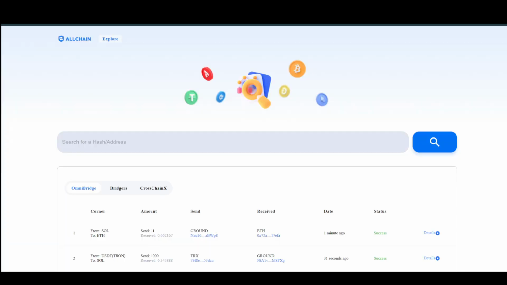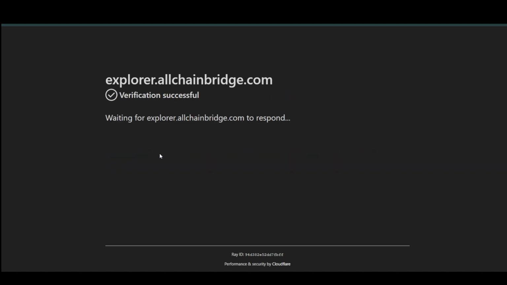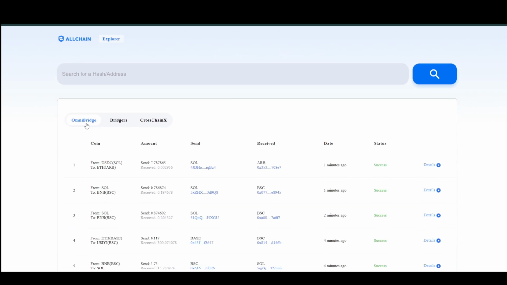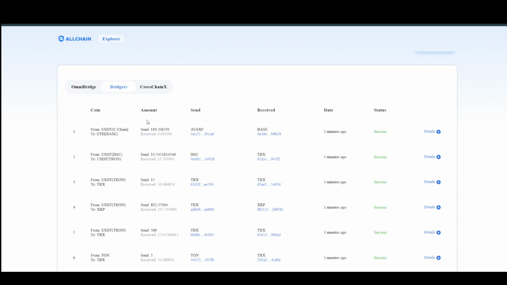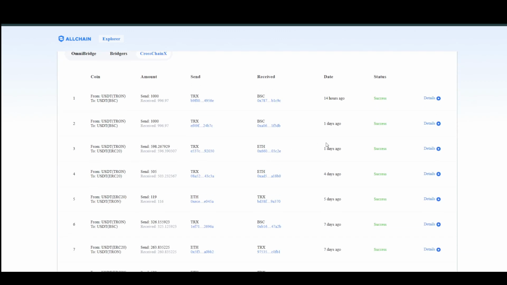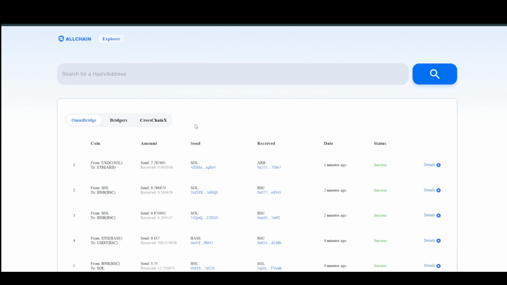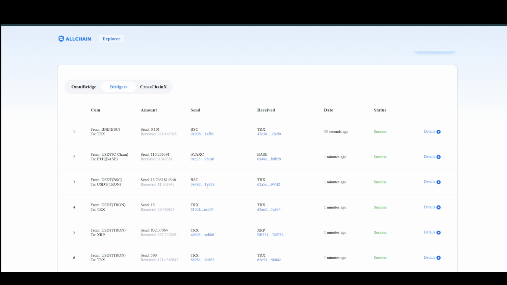After that, they have their own explorer, as you can see here, which is for the AllChain bridge. And if we just go here, just a second, this is how it looks. It shows various transactions that are happening on OmniBridge or Bridgers as well. These are their different products. It is pretty active, 1 minute ago. Even on CrossChain X, this one is not that active, but if you look at the OmniChain, that is also pretty active. So both of these are fairly active, so I think that's pretty good.